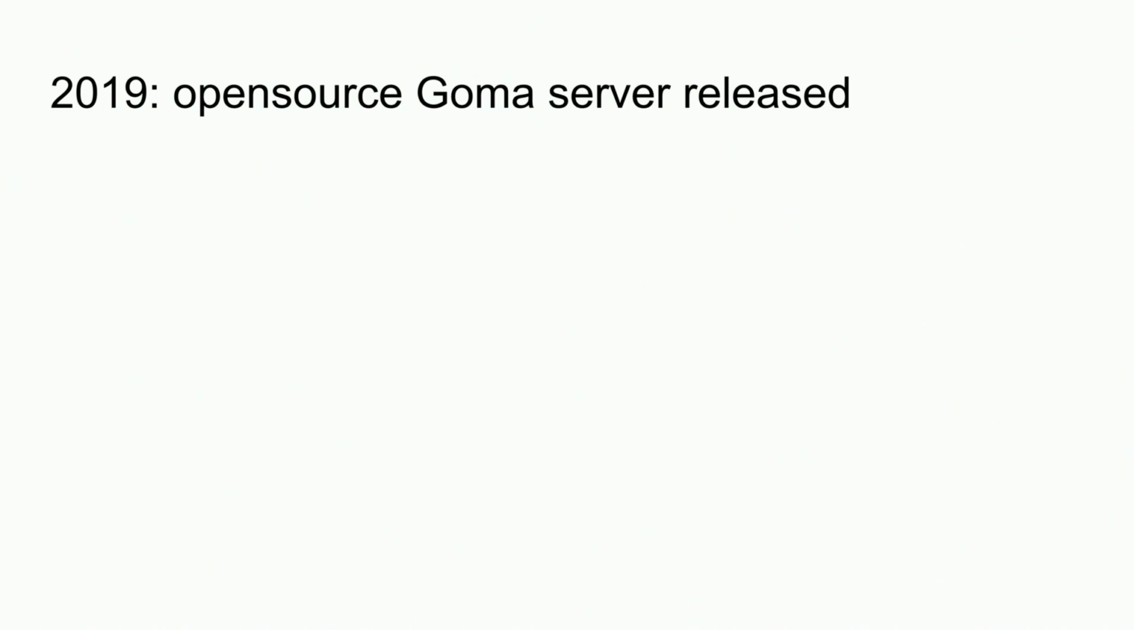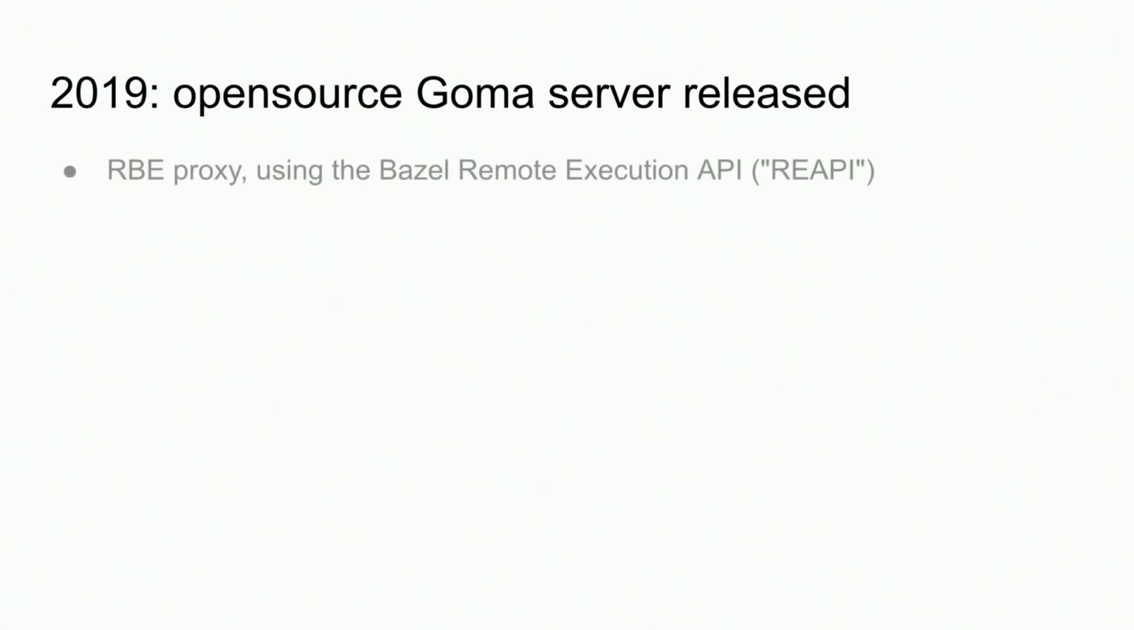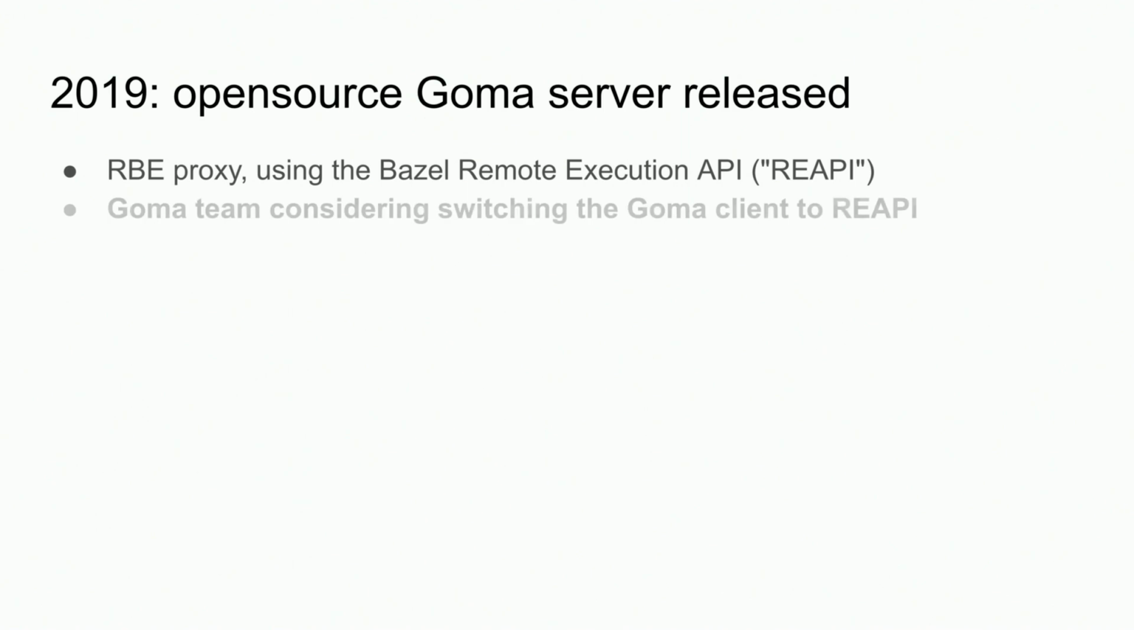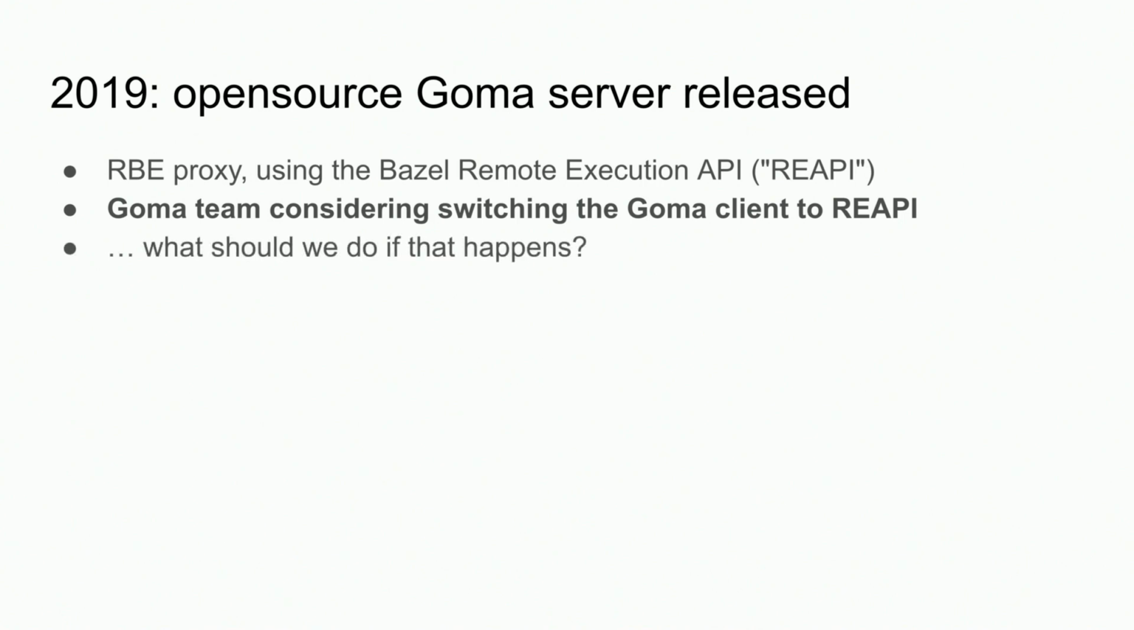So then earlier this year, there was an open source Goma server released. But it's not really a server, it's a proxy to RBE. And then the Goma team says to me, oh yes, we're considering switching the Goma client to speak the RE API. And that kind of had me worried because we would really like not to go back to the bad old days of ccache and icecc. So I started thinking about what we could do to avoid that scenario.